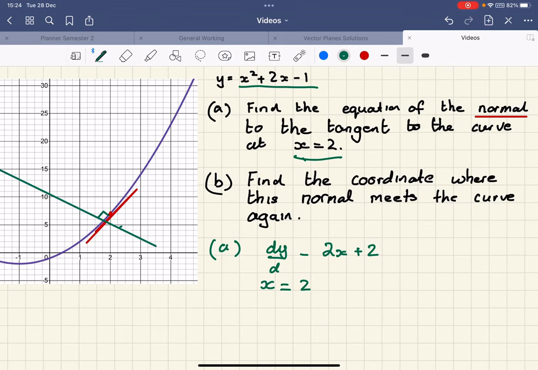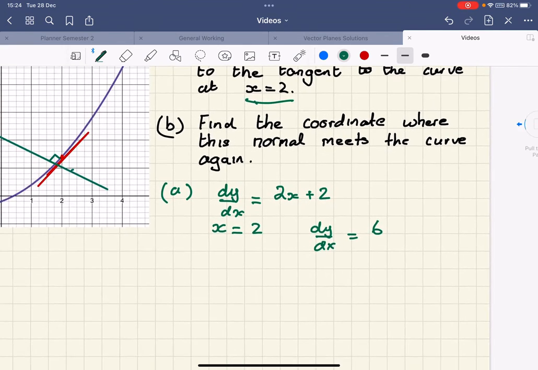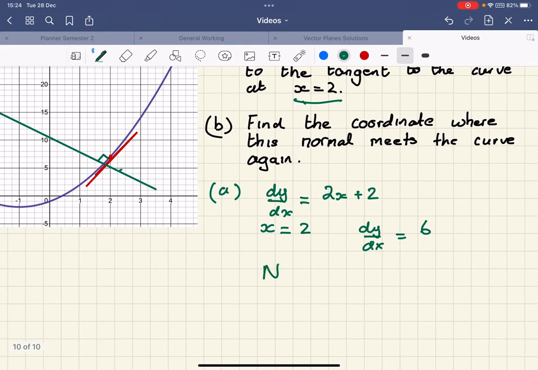So x equals 2. So dy by dx, which is the gradient of the tangent, will be 2 times 2 plus 2, which is 6. Now, our gradient of the normal is always minus 1 over m, where m is the gradient here. So our gradient is minus a sixth.